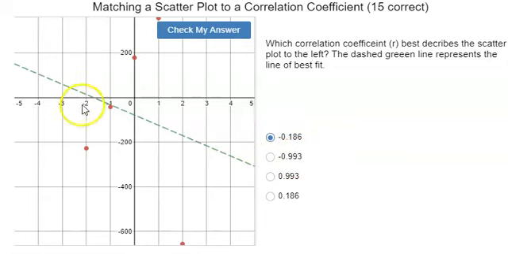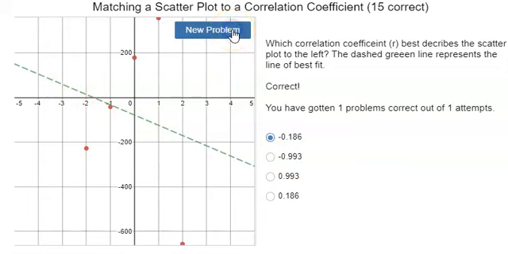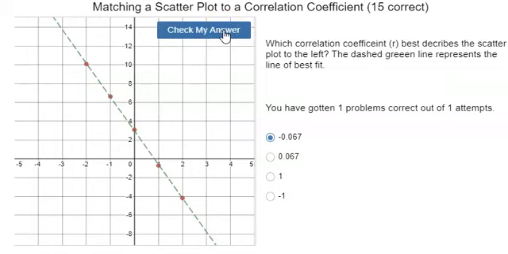If this were the correct answer, the data would be very close to the line. And so you can ask the computer to check your answer. It will tell you whether or not you are correct. Hit the problem again to get a new one.